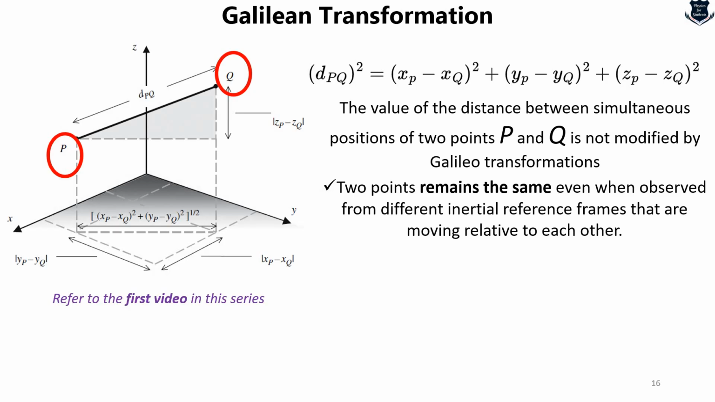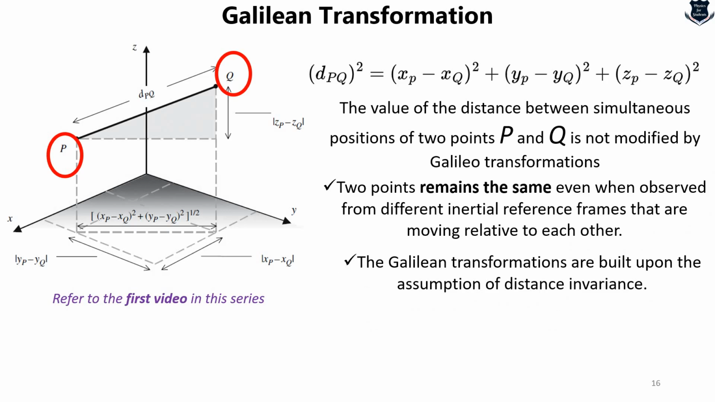First, the principle states that the distance between two points remains the same, even when observed from different inertial frames that are moving relative to each other. In other words, if you measure the distance between two points from one moving frame and then measure it again from another moving frame, you will get the same result. The second thing is that these are mathematical transformations of the coordinates of points in one inertial frame to the coordinates of the same point in other frames moving at constant velocity.